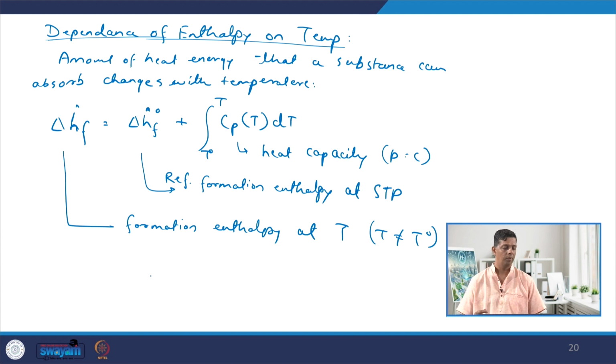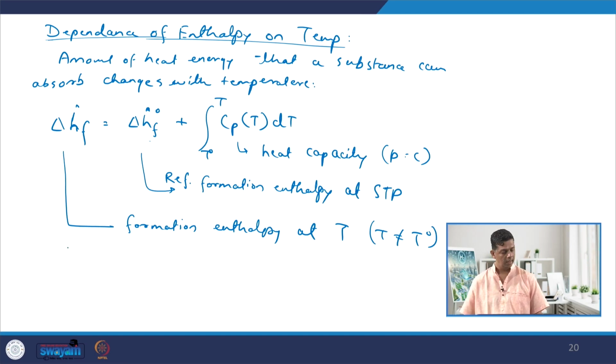When we want to find out the enthalpy of formation, we have to first get the reference formation enthalpy, and we also need to know the heat capacities and their dependence on the temperature. Once we get to know this, we can find out the enthalpy of formation at any arbitrary temperature T.